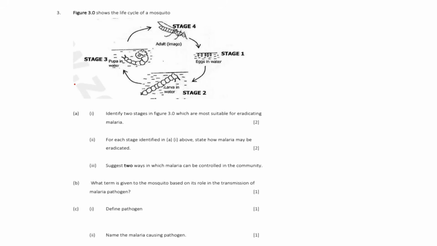Now the first stage, as you can see, is this one, and you can see eggs in water. The adult mosquito lays eggs in water. Stage 1 and all the way to stage 2 occur in water, to be specific, stagnant water or standing water. Let me write standing water or stagnant water. Stagnant water is water that is not moving. That is where a mosquito normally breeds.